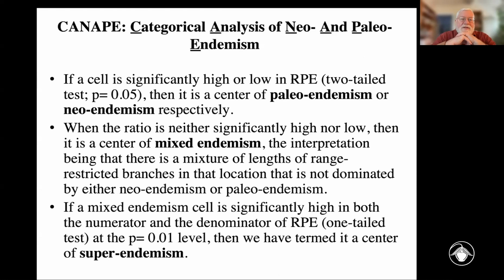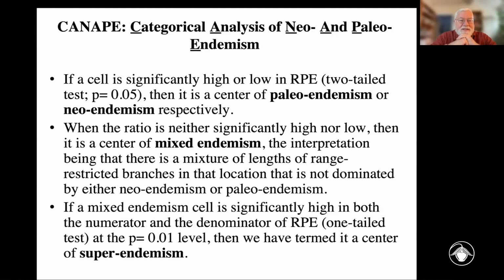When it's a center of endemism that's significantly low in RPE, then that is one of these centers that's been called a center of neo-endemism, meaning that there are a lot of young lineages in there that are range restricted. And vice versa, when it's significantly high in RPE, the interpretation is that's a center of paleoendemism. These are older long-branch taxa that may have accumulated together because of some biogeographic process or climate change. And then there are many grid cells that are not dominated by either of those two types of endemism.